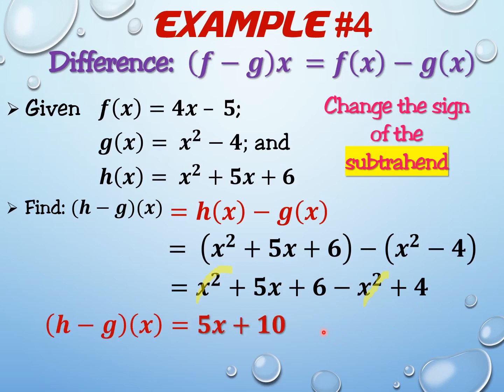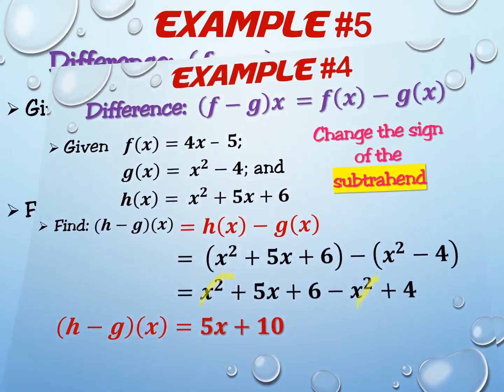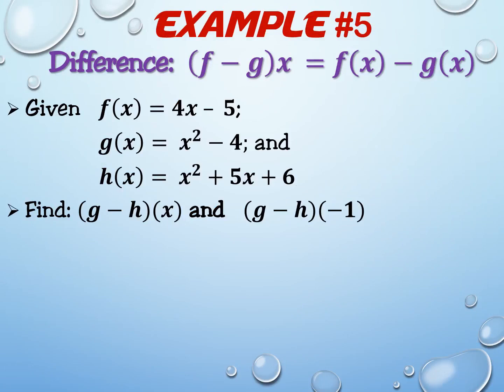So this is how you do subtraction. You have to change first the sign of the subtrahend before combining similar terms. Okay, I hope that is clear. Okay, let's have now the last two problems. So we have to find g minus h of x and g minus h of negative 1.